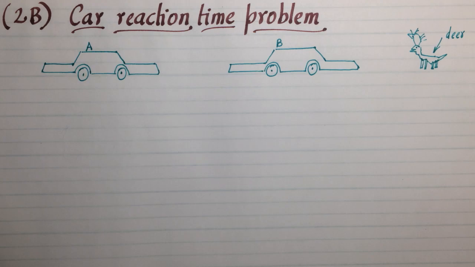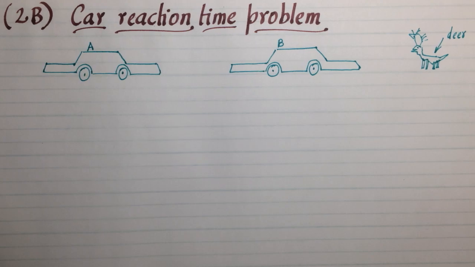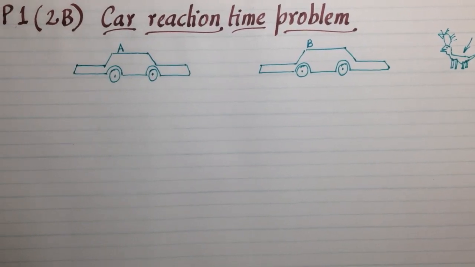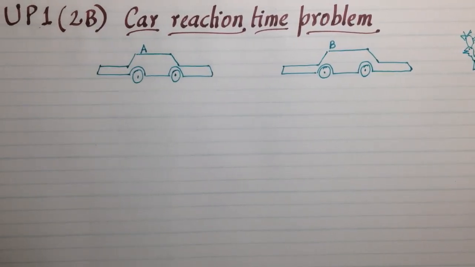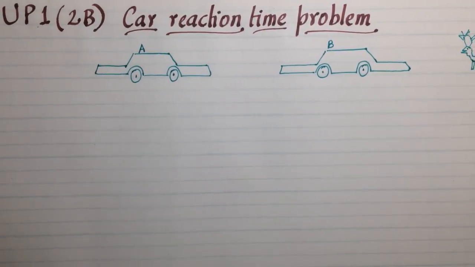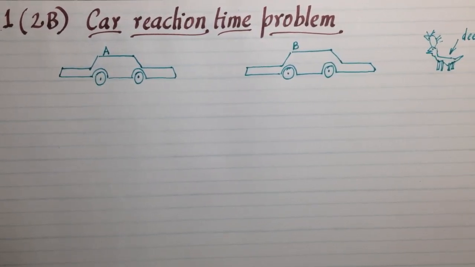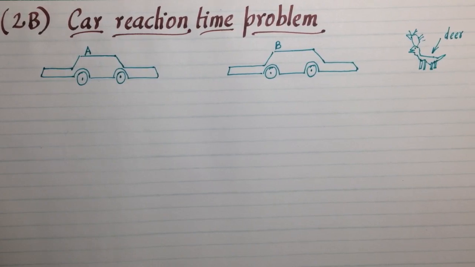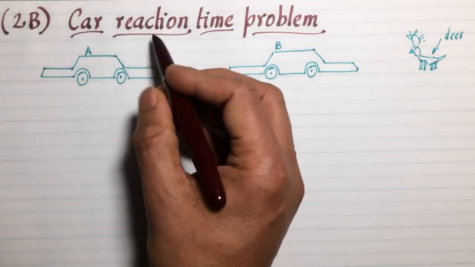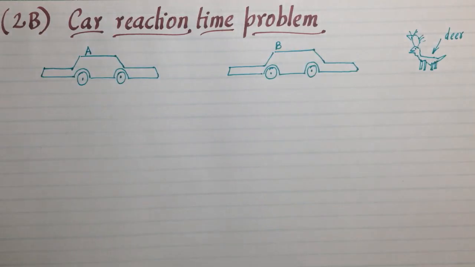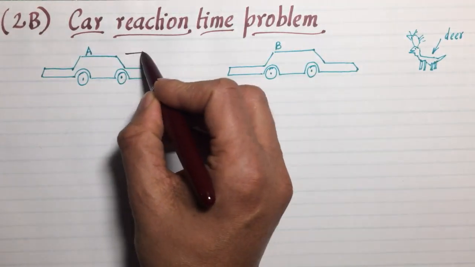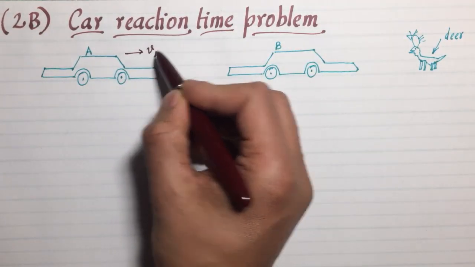Hi, this is Dr. Vev, and we shall be talking today about a reaction time problem involving one-dimensional kinematics. It's a situation that's pretty familiar to many of you who drive at night. So what I have here is car A and car B traveling in the same direction with speeds v sub A and v sub B.